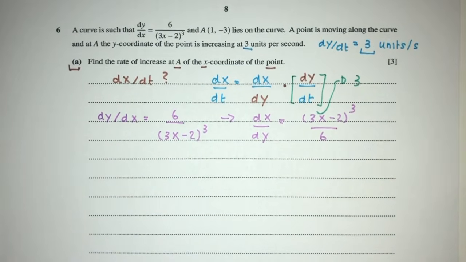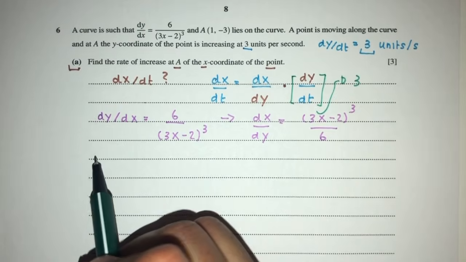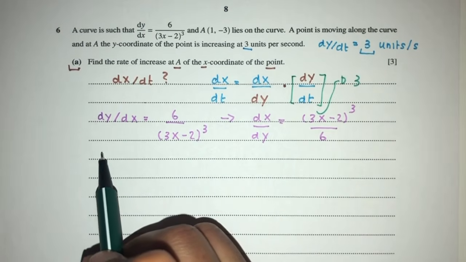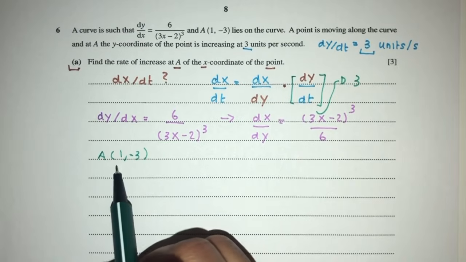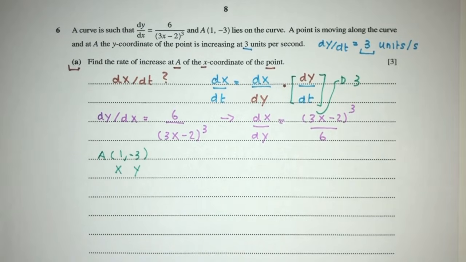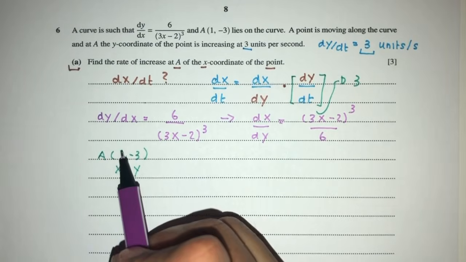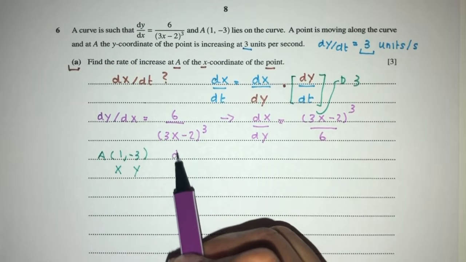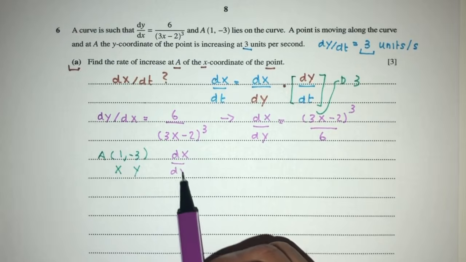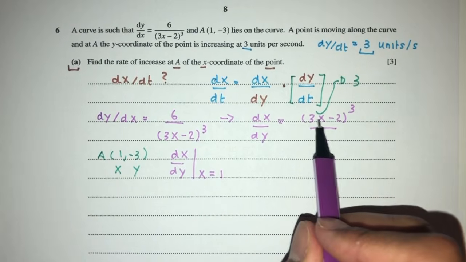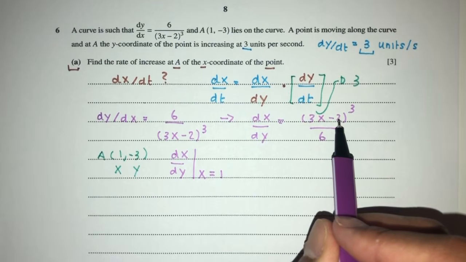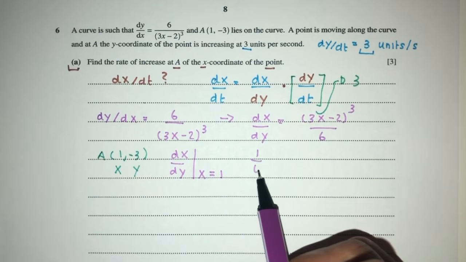Now we cannot simplify because we are finding the value at the point A. The point A is given to you by (1, minus 3). This is my value of x, this is y. So as you can see, we have to replace the value of x by 1. So dx by dy at x equal to 1: 3 times 1 is 3, minus 2 is 1. That will be 1 over 6.